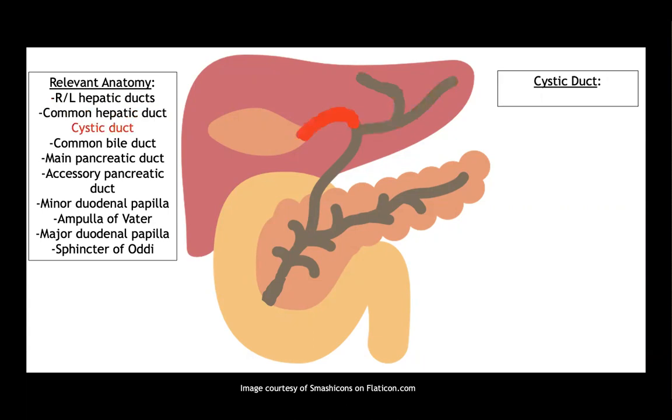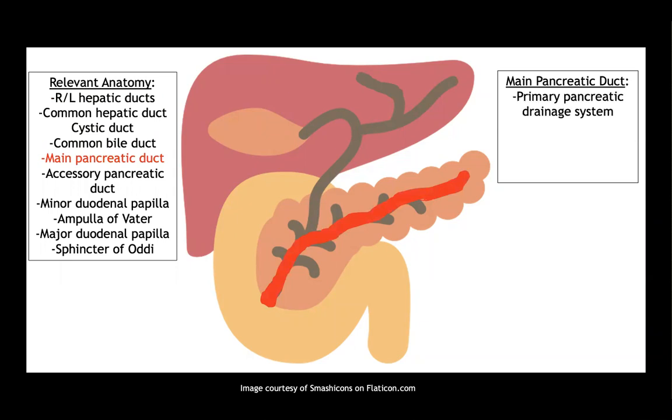Over here, we have the cystic duct, which is important because that's our outflow tract from the gallbladder. And the common hepatic duct and the cystic duct both combine into this common bile duct here. That common bile duct will attach to the main pancreatic duct located throughout the pancreas. This is our primary pancreatic drainage system. And as we just said, it connects with the common bile duct.